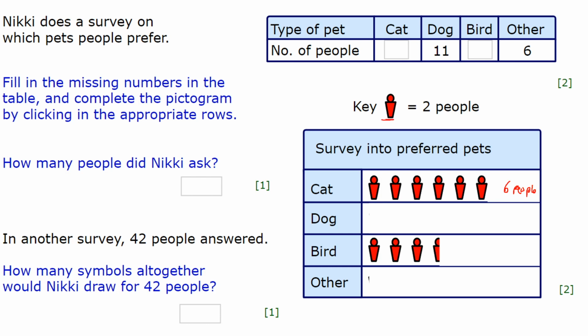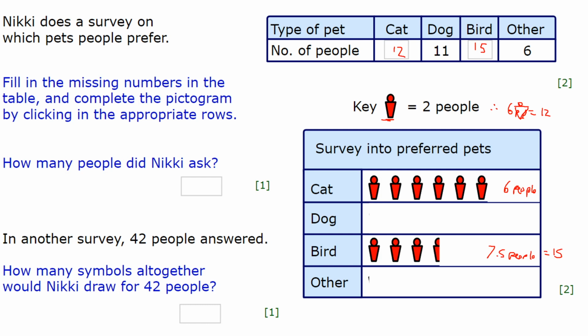And we know that one of these represents 2 people, so therefore 6 of those represents 12 people, yeah? And likewise for birds. For birds, we have 7.5 people, which represents, what's 2 times 7.5? 2 times 7.5 is 15 people. Okay?